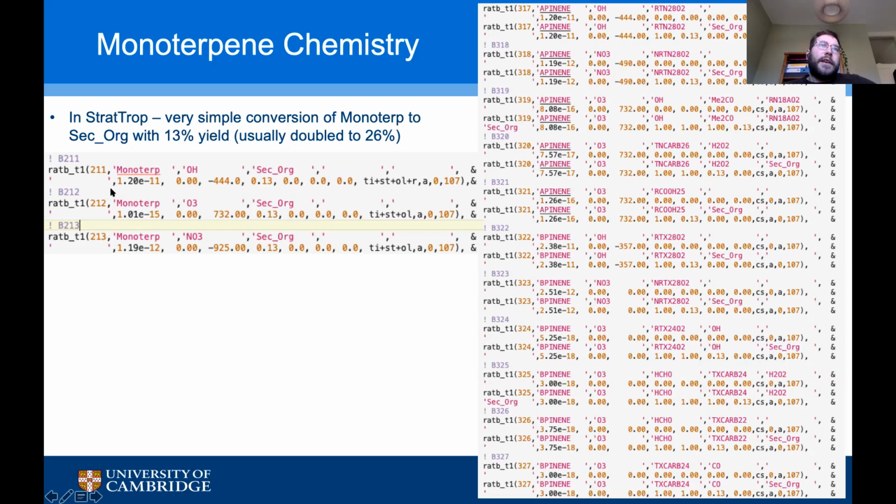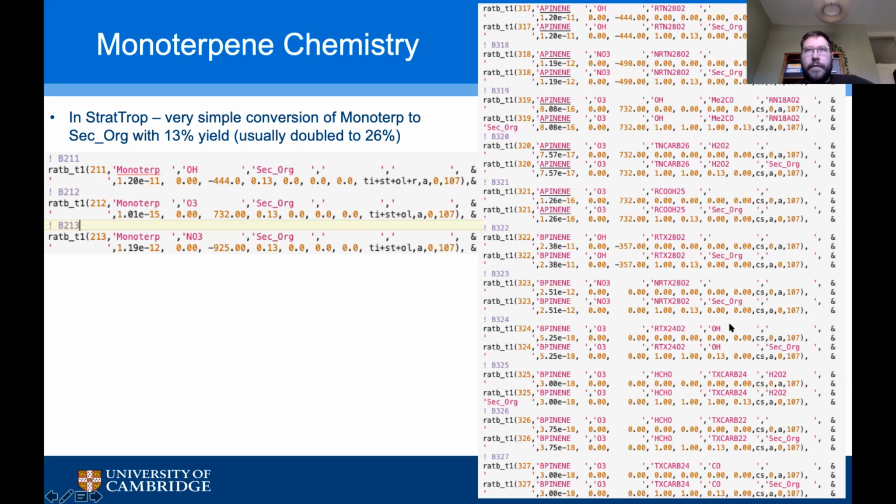Monoterpene just gets formed into SecOrg. There's a really confusing bit in this code where it says that there's a 13% yield, but it later gets doubled to 26%. James can talk about that a bit more if you're interested. It's a bit of a nightmare code there, I'm afraid.